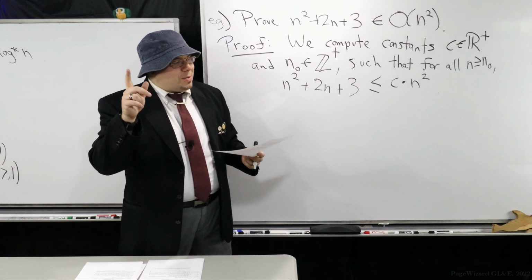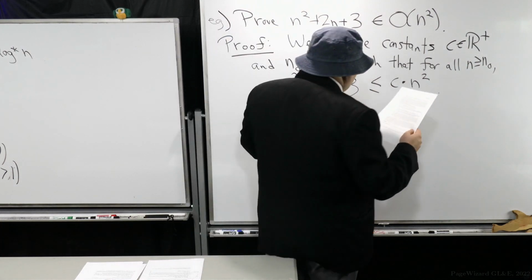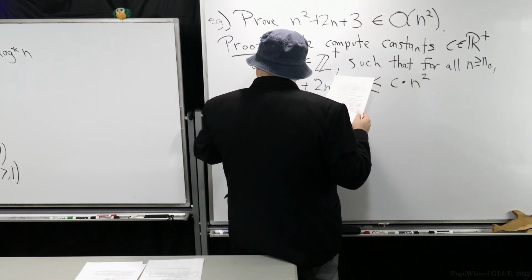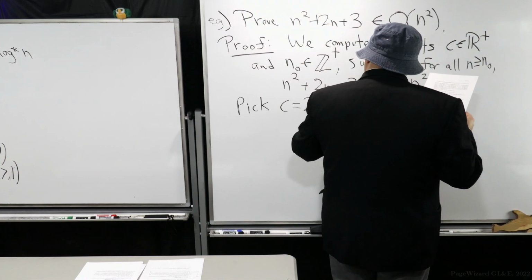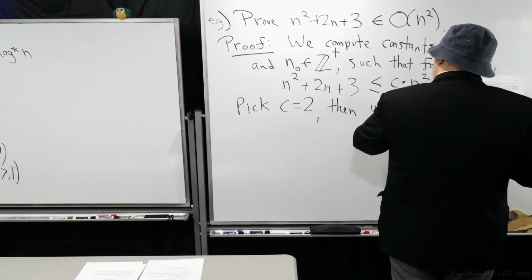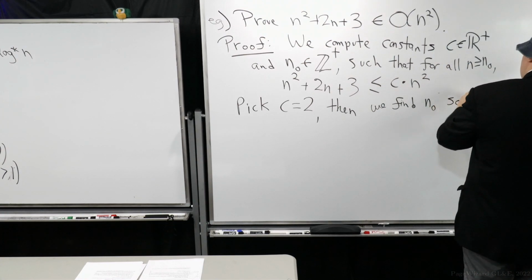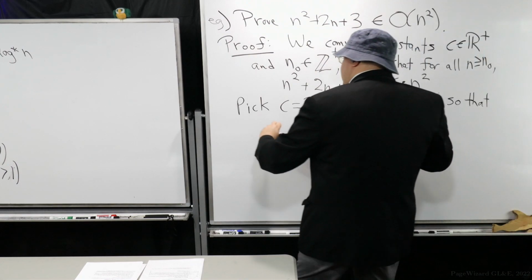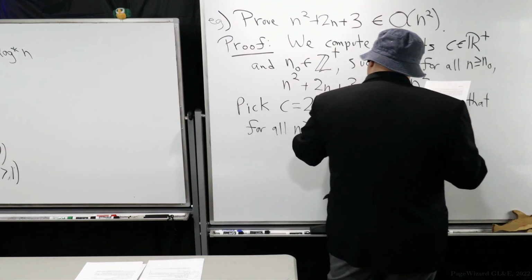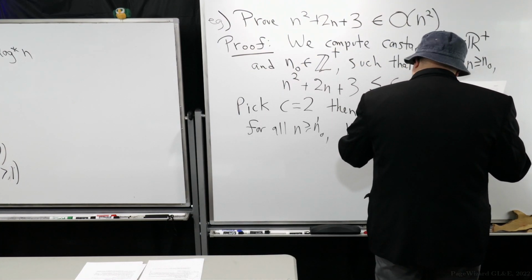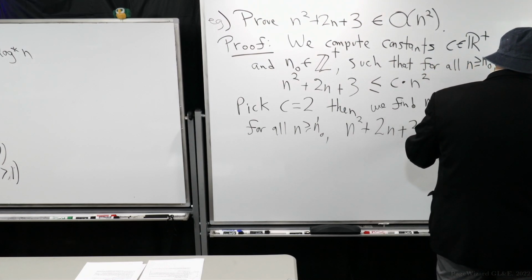So what I'm going to do is try picking c to be 2, and then we'll see what we can get for n0 from here. I'm just going to go into this blind, and we'll see what happens. We're going to pick c is equal to 2. Then now I'm just going to find n0, right? Then we find n0, so that for all n greater or equal to n0, we have n squared plus 2n plus 3 is less than or equal to 2n squared.